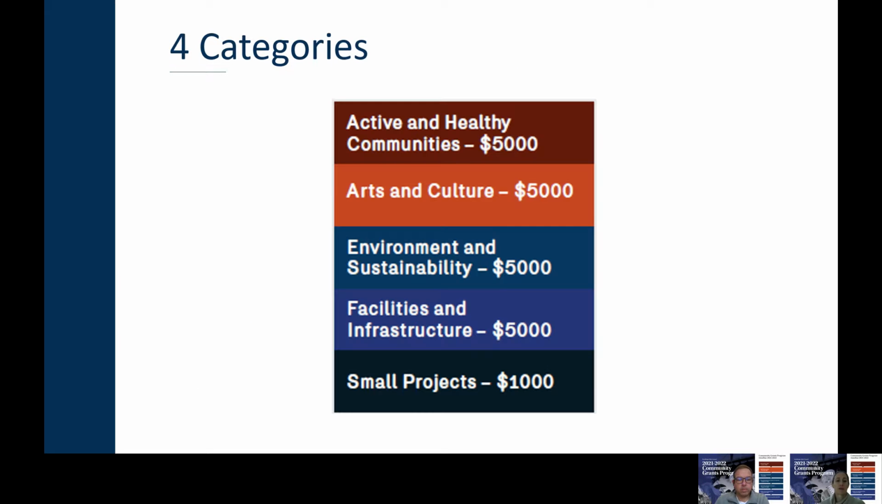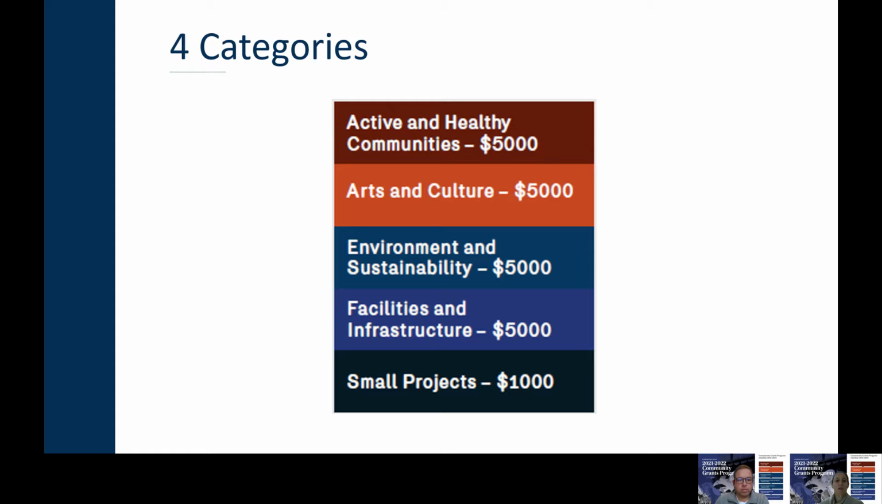In regards to our categories, we have 4 key categories in the grants program, and they are active and healthy communities, arts and culture, environment and sustainability, and facilities and infrastructure. Each of those categories you can apply for projects up to the value of $5,000, and Craig will take you through those in a minute.